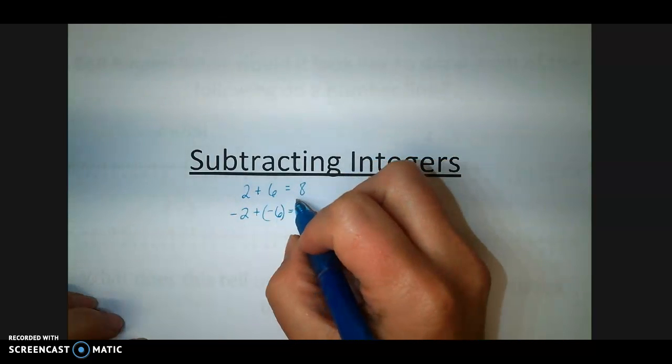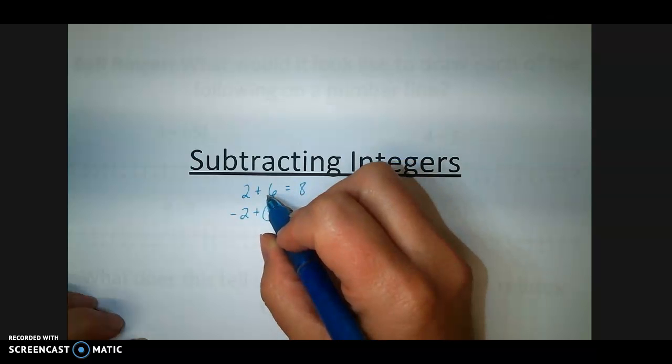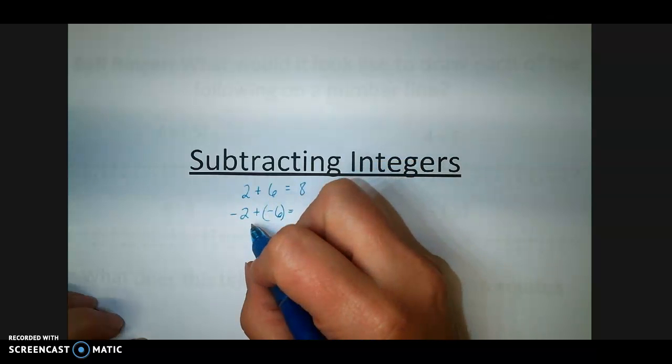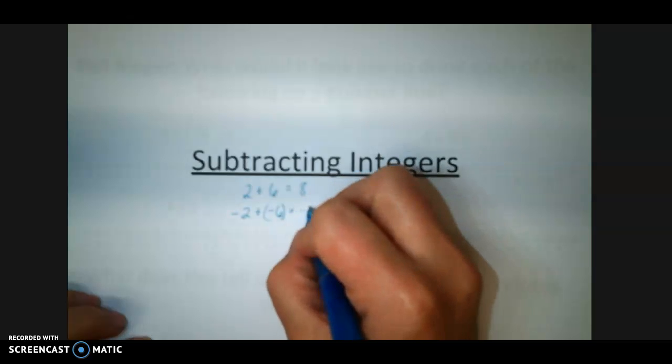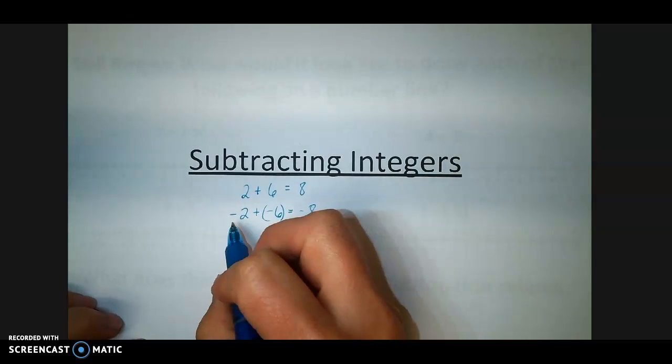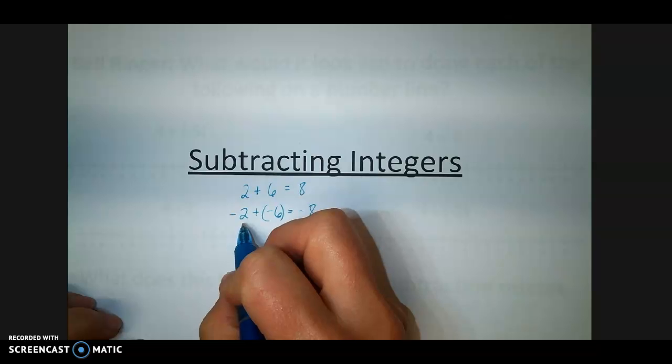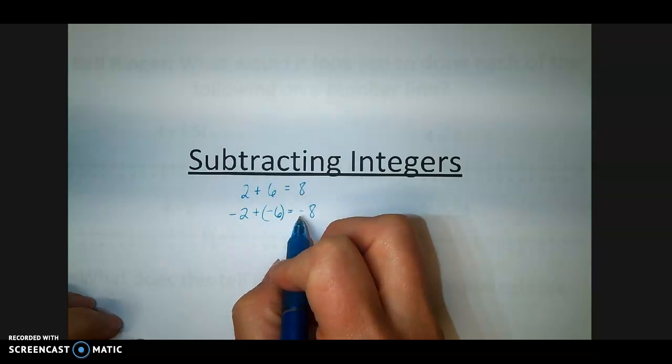So 2 plus 6 is 8. The answer is positive because the two integers I added were positive. Negative 2 plus negative 6, my answer is going to be negative 8. Same sign, they're both negative, so I add them and I keep that sign.